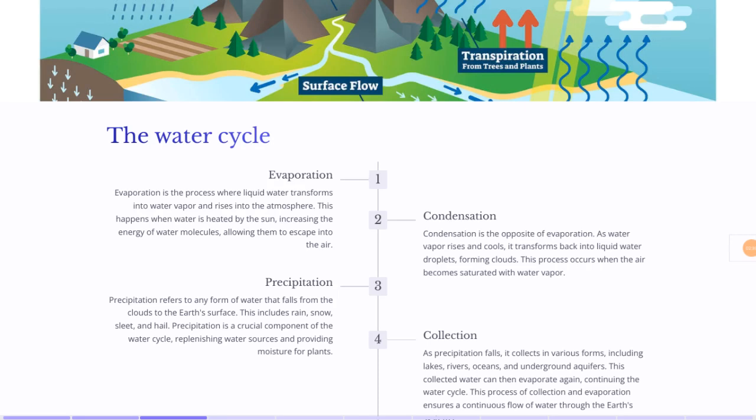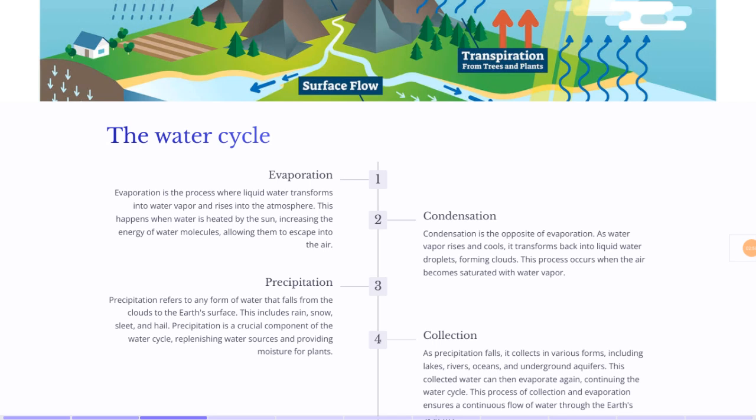2. Condensation. Condensation is the opposite of evaporation. As water vapor rises and cools, it transforms back into liquid water droplets, forming clouds. The process occurs when the air becomes saturated with water vapor.